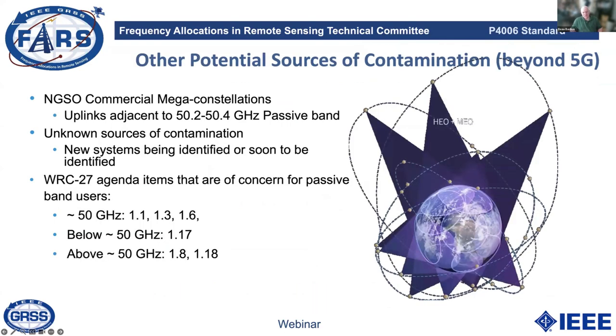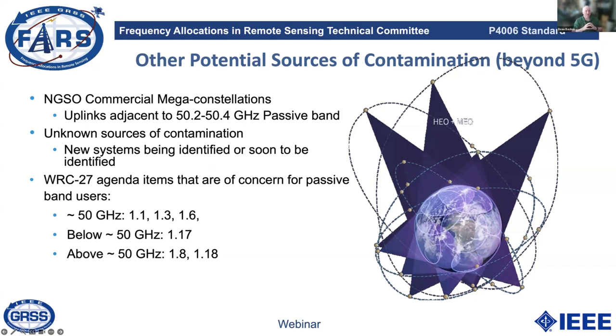So let's take a look at some other sources. I've been using 5G an awful lot and advanced wireless services, but it's not the only thing that can be a source of contamination to microwave sounders and other passive sensors. Non-geosynchronous commercial mega constellations, Starlink and so forth, are looking to move their data, and they need the high data rates in and around the 50.2 to 50.4 gigahertz passive band. That little piece of spectrum is set aside for passive sensing, and it's a very important band for that.